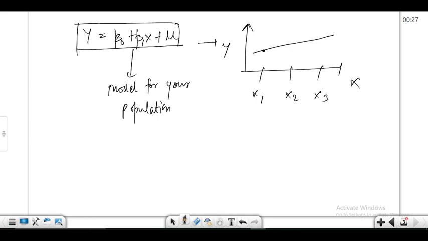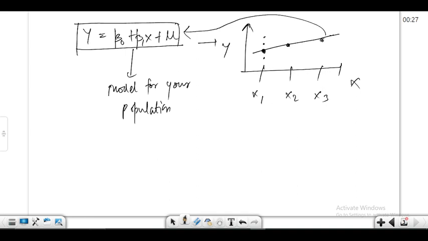So for x1, I can have different values of y, but my average value will lie on this line, that is your regression function. This is true for every x.